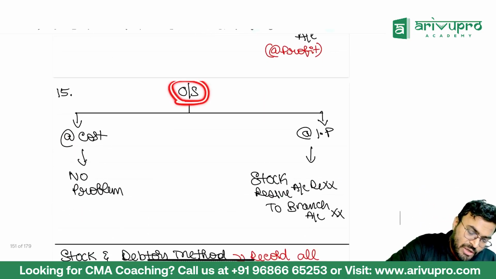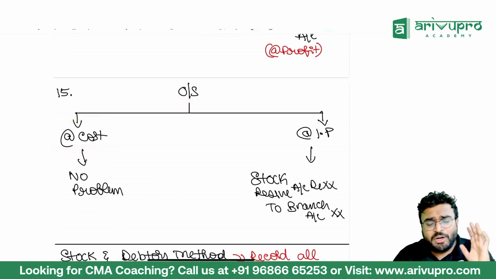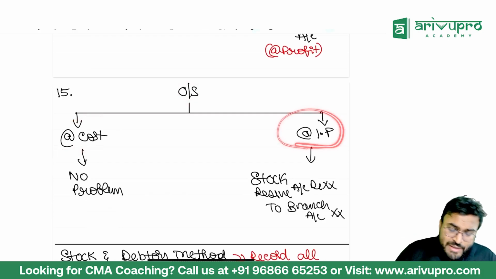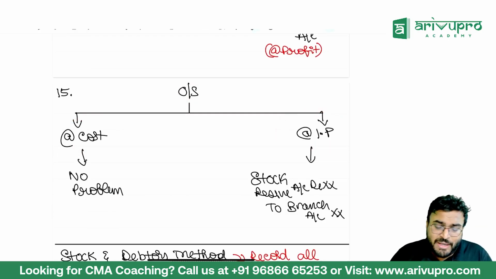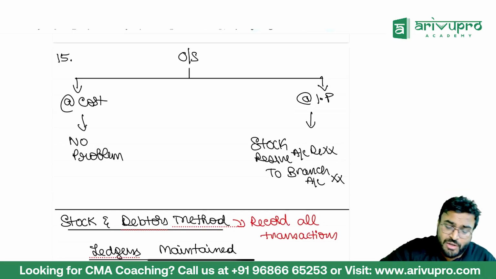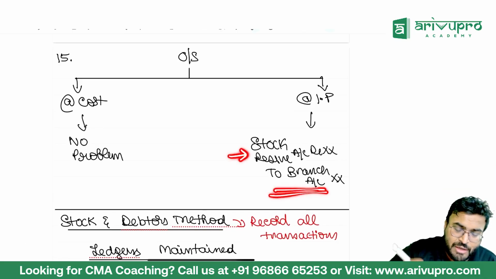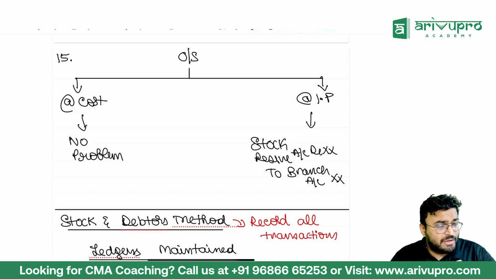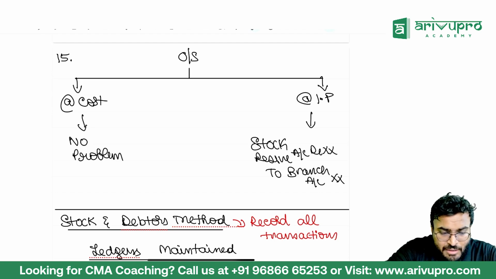Now, opening stock, if it is at cost, no problem. Just put it over there. If it is at invoice price, then what we are going to do? Reversal of stock reserve. Opening stock, you have to reverse the stock reserve. Stock reserve account debited to branch account. Is this clear? Yes.